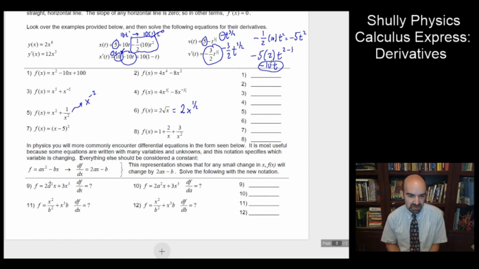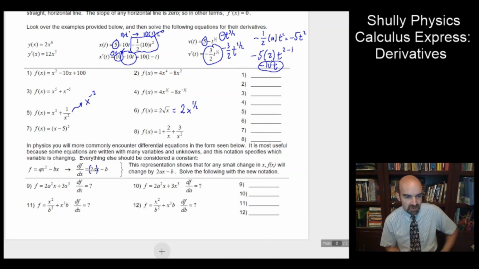For example, in this first one, a might be a constant. So your answer will be in terms of a. But a is not what's changing here. X is what's changing with respect to f, the function f. So we might say take the derivative of f with respect to x. And so in the example here, if we're taking the derivative of f with respect to x, then a is just going to be part of the coefficient. It's not going to change.